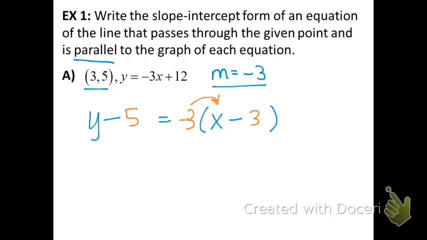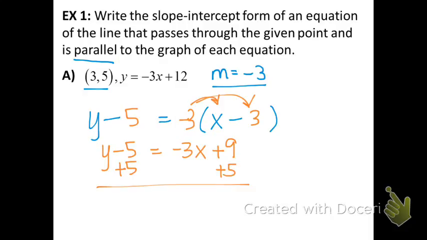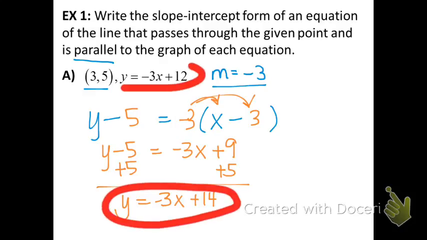From here we distribute. We get -3x, and -3 times -3 is +9. We add 5 to isolate and get the y by itself. And we're left with y equals -3x plus 14. Then you kind of want to look at these two equations right here. This is what we ended with, this is what we started with, and they should be very similar. They should have the same slope, but their y-intercepts should be different.